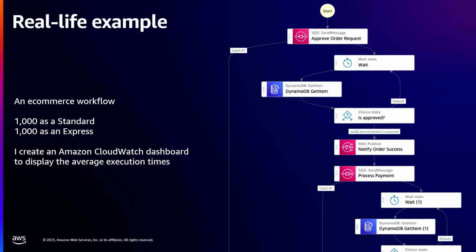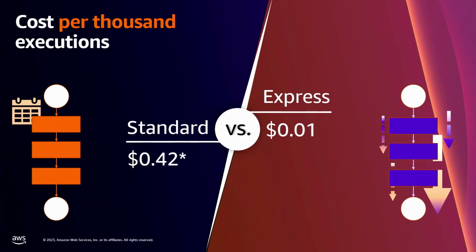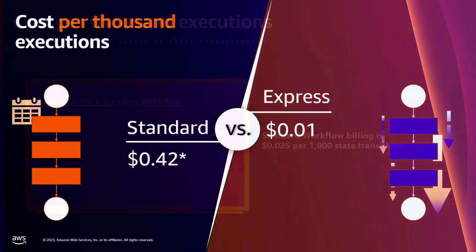And I want to show you the results because they're interesting and they're useful for understanding the cost, right? So running this 1,000 times as a Standard workflow cost me about 42 cents. As an Express workflow, it cost me 1 cent. Exactly the same workflow definition, exactly the same results. And in fact, the Express workflow on average finished half a second quicker. So I want to show you why.